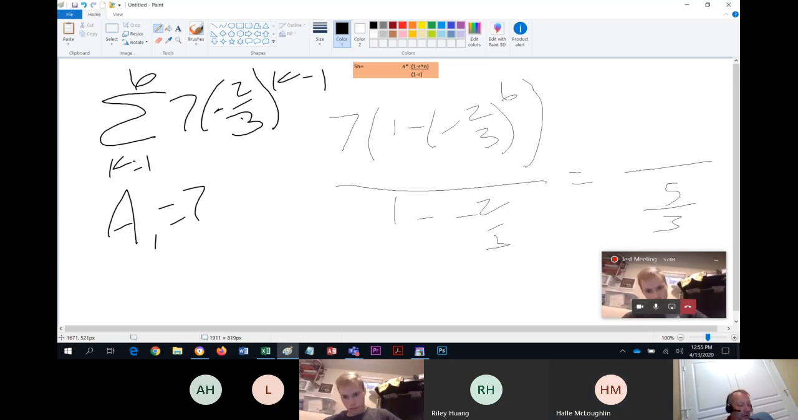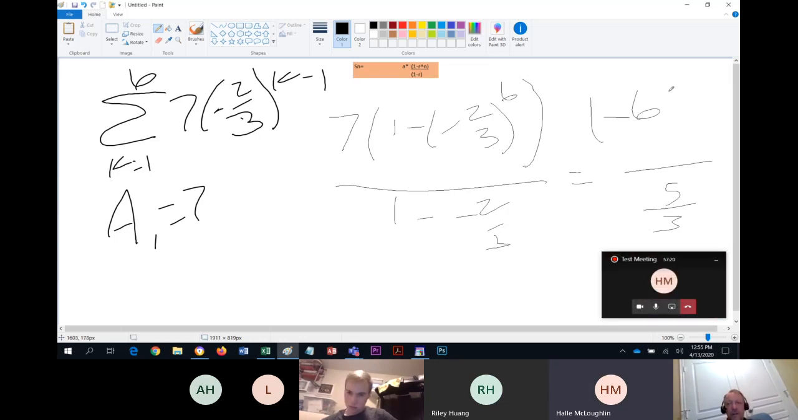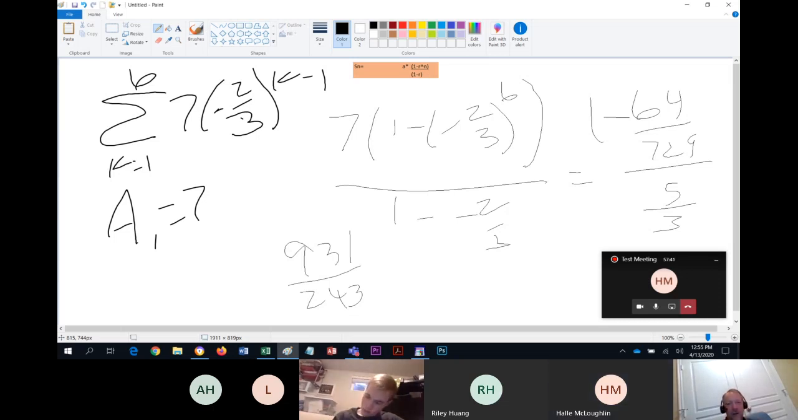And then 1 minus 2/3 to the 6th power works out to be 61 minus 64 over 729. And now we can just do some basic math, and that equals 931 over 243 if we get our common denominators right. So if you plug that in your calculator, you should get 3.83. So that also works there.